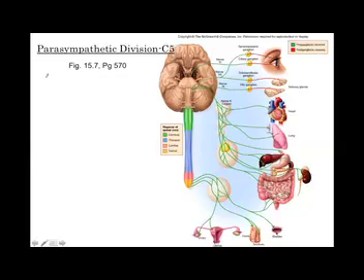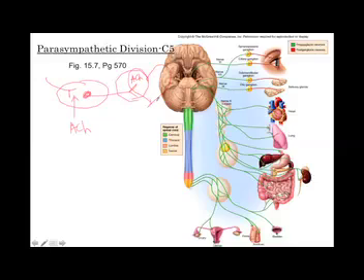Now, just like in sympathetic, if here's our ganglion, what neurotransmitter is going to be released from that preganglionic fiber? Always acetylcholine, regardless if it's sympathetic or parasympathetic. The postganglionic fiber will also always release acetylcholine in the parasympathetic. So the parasympathetic is exclusively acetylcholine at both synapses, at the ganglion and at the effector.